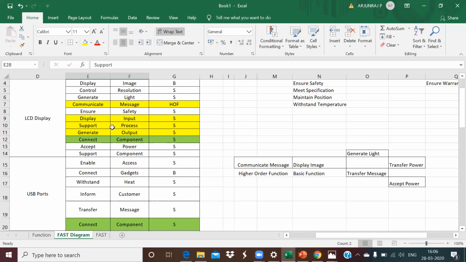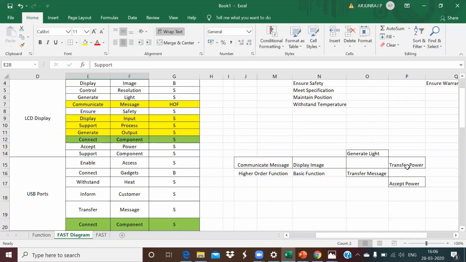But since it's an AND function, here when you're going for a when function, either it will happen one or two. Like you can display image either by displaying input or by supporting process alone. But normally, when you're displaying image, all three will occur at a time. So how you are going to display image is by the combination of all three. So it can be in that way.